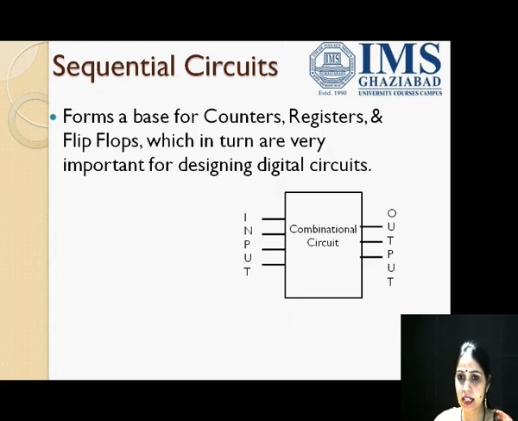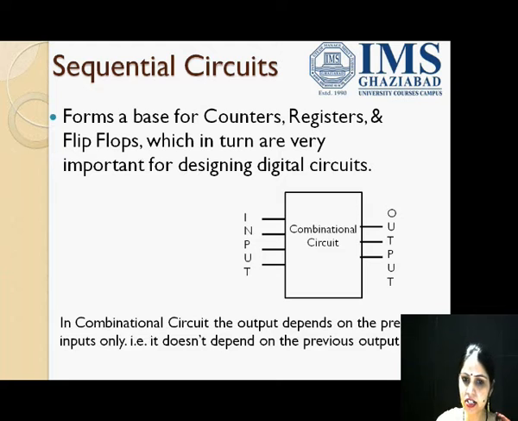We have already studied combinational circuits. In a combinational circuit, we have a set of inputs which goes through a logical circuit gate and it gives the desired output to us. That is, in a combinational circuit, the output depends on the present inputs only. It doesn't depend on the previous output. We give the input, we get the output, and this output is not saved anywhere.